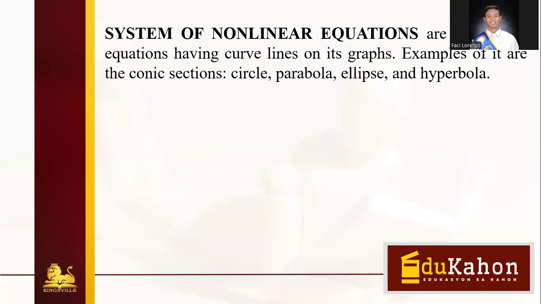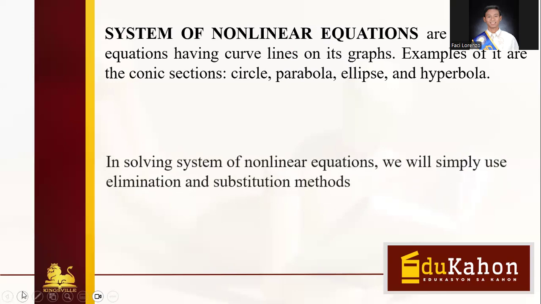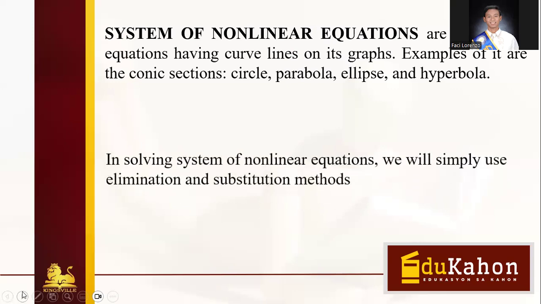From the previous discussions, we had tackled the circle, parabola, ellipse, and hyperbola, and it depends on their orientation, whether they are vertically or horizontally oriented, and for the circle, whether the center is at the origin or outside the origin. So how do we solve a system of nonlinear equations? To solve a system of nonlinear equations, we have two methods: the elimination method and the substitution method.